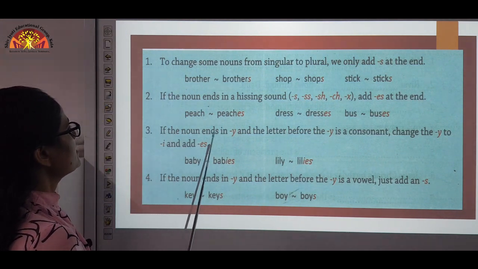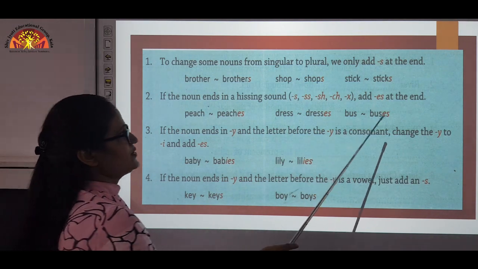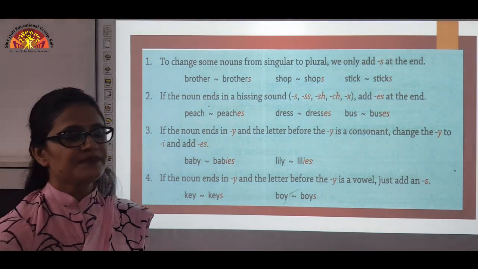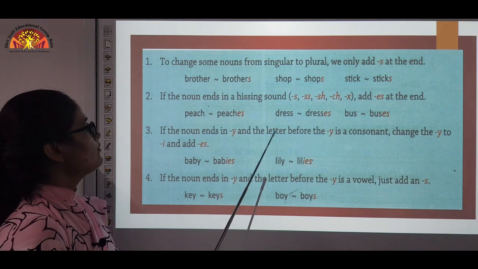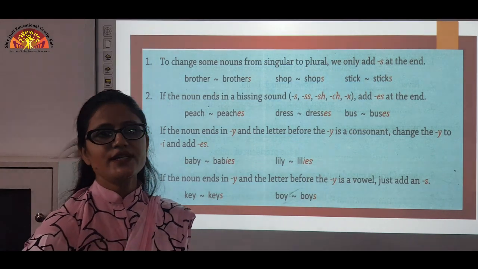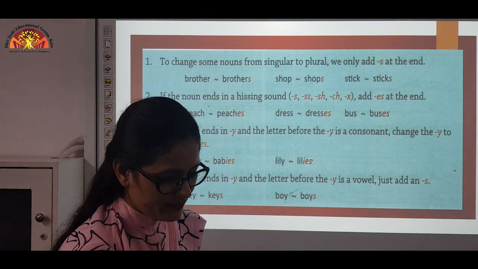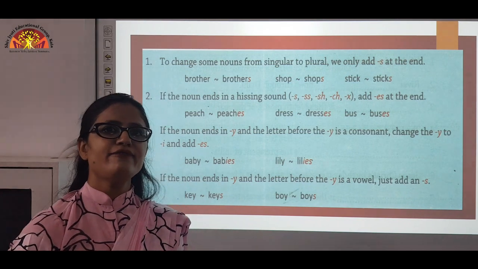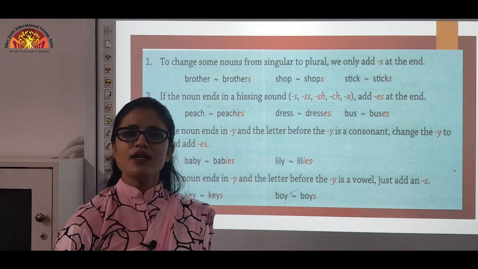Okay, now let's see what's next. If the noun ends in Y and the letter before Y is a consonant, change the Y to I and add ES. This is very simple. Suppose your word ends with Y, and just before Y there is a consonant. So what are consonants, beta? There are 26 alphabets, as we all know. Out of 26 alphabets, 21 are consonants and 5 are vowels.